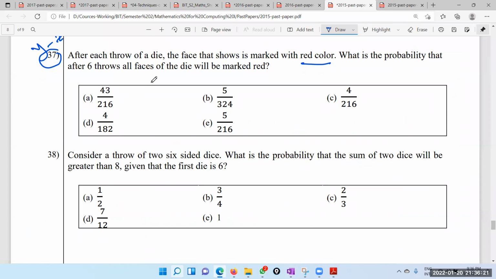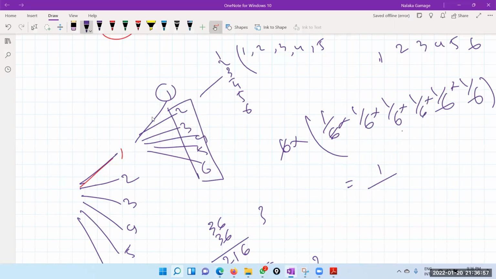What is the probability that after 6 throws, all faces of the die will be marked red? පළවෙනි එක 1 වුණොත් දෙවෙනි එක ඩිස්ටින්ක් වෙන්න ඕන. කොහොමද ඒක ගන්නේ කියලා මම කල්පනා කරනවා. මේක 1 වුණොත් මේක 1 වෙන්න බෑ දැන්. මේක 2 වුණොත් 1යි 2යි වෙන්න බෑ, මොකද එකක් පාවිච්චි කරලා, දෙකක් පාවිච්චි කරලා. මෙතන 6න් 1යි, මෙතන 5න් 1. මේක ටිකක් අමාරු ක්වෙස්චන් එකක්.